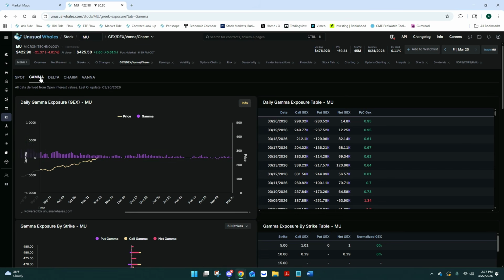Let's look at the gamma. You have some negative gamma in here. So now you have 3 data points that go together here for MU. So maybe you like that short.